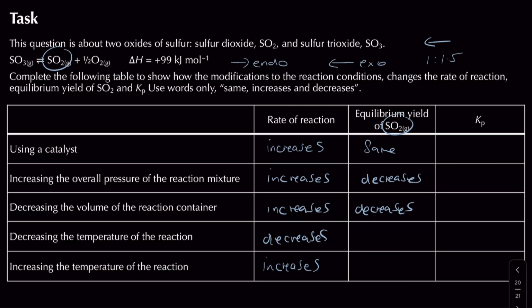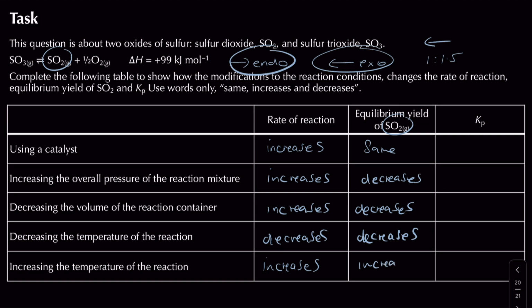Now, what about the next one? If we're looking at decreasing the temperature of the reaction, we've already said the reverse reaction is going to be exothermic. So, of course, it shifts to the left. We end up actually reducing the amount of SO2 being produced. So in that case, that's going to decrease as well. The last one, increasing the temperature of the reaction, is going to be the opposite. It shifts towards the right, the endothermic reaction. So we know that's going to increase.